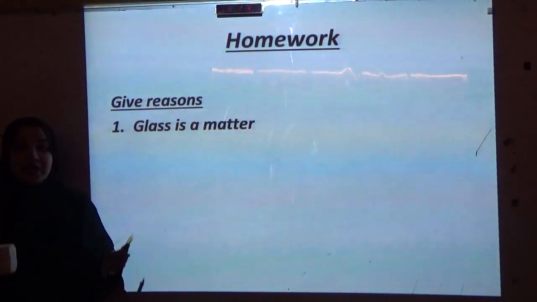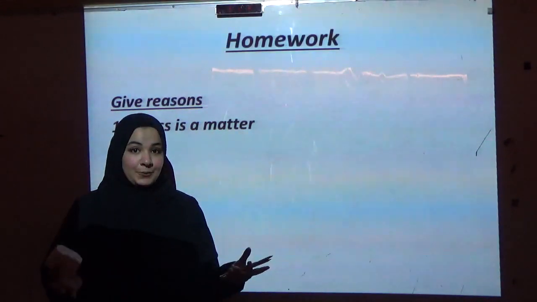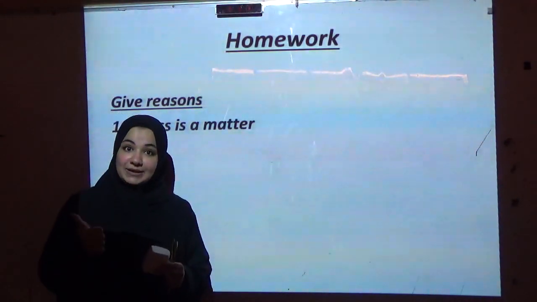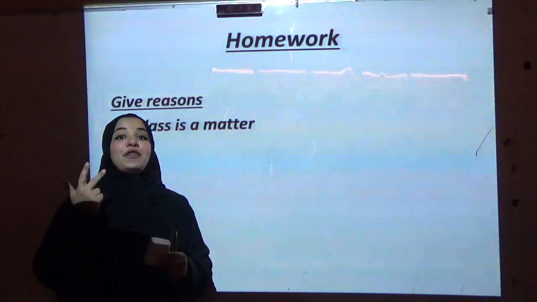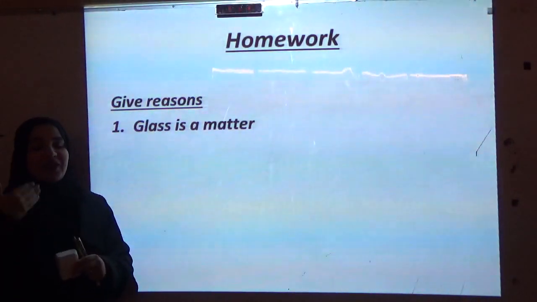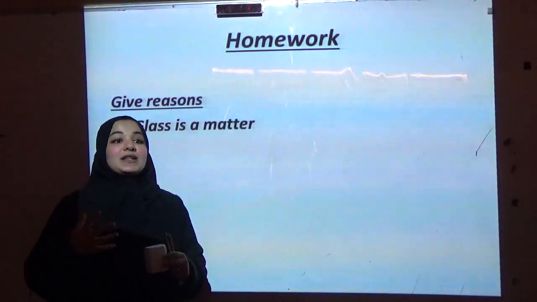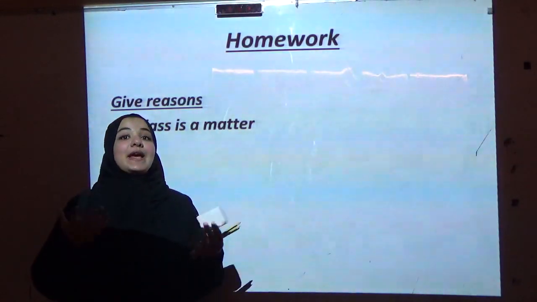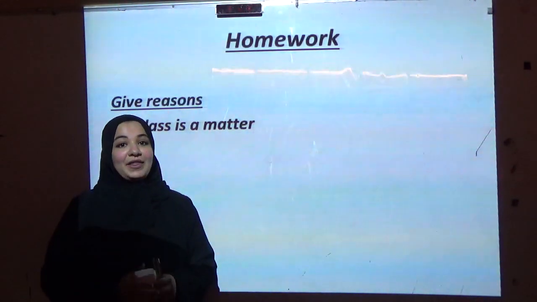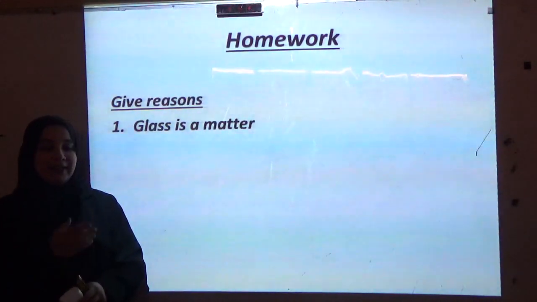So, our lesson today is talking about matter. We should know the definition of matter, mass and volume. And in the next lesson, we will discuss how we can measure the mass and volume.